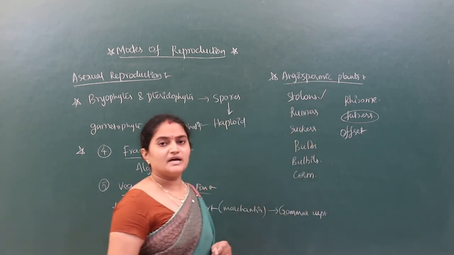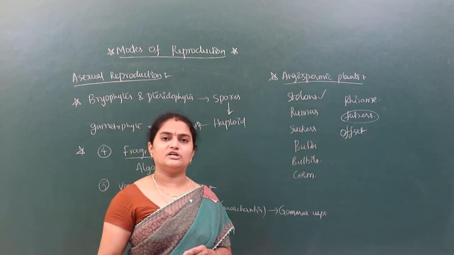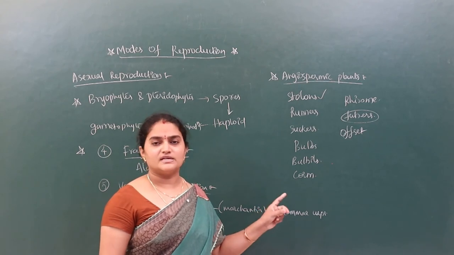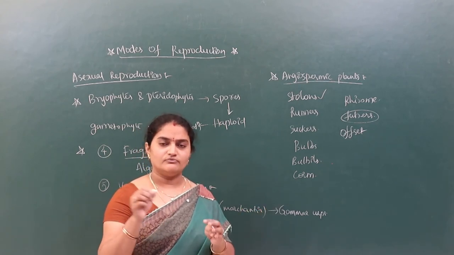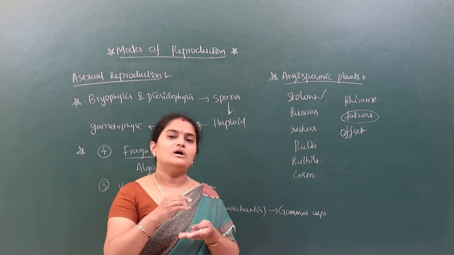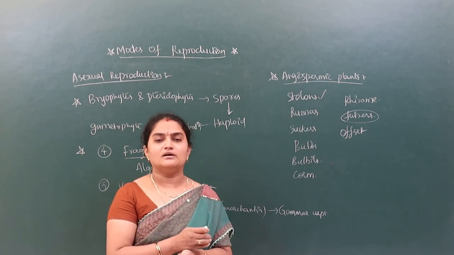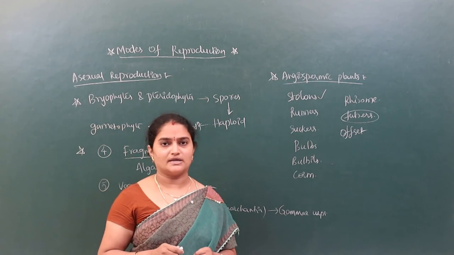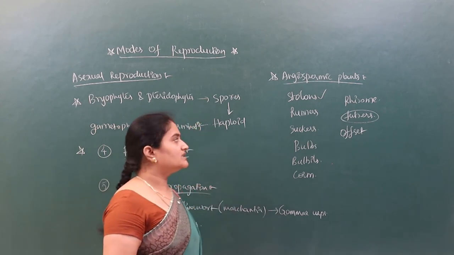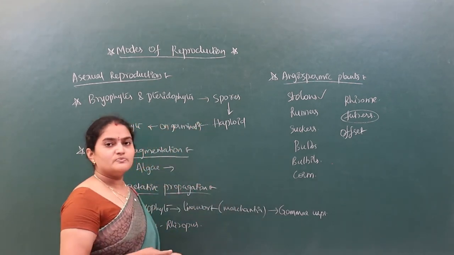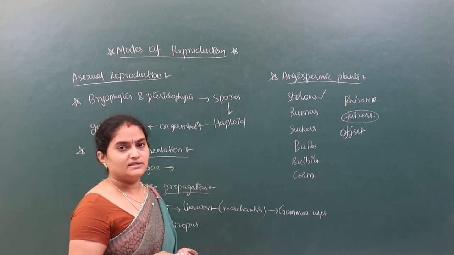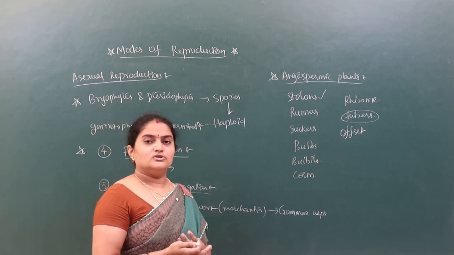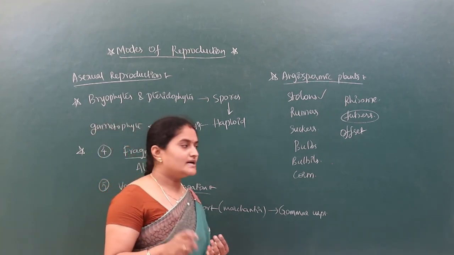Offset: Pistia and Eichhornia undergo vegetative propagation by offsets, where the internodes are hollow and particularly helpful in the buoyancy of Pistia and Eichhornia on the surface of water. Okay, so these are the vegetative propagations by the angiospermic plants. There are many. So particularly we can consider the rhizome.